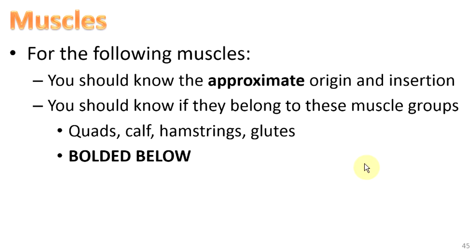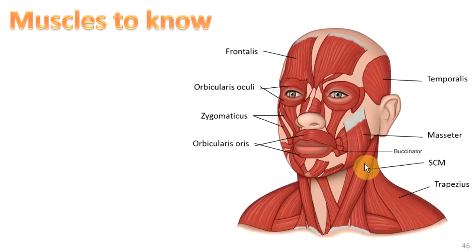And that's for these bolded ones below. I'm going to have these groups bolded below. But they're the quadriceps group, which we just call quads, calf group, hamstrings or hams, and the glutes. Okay? Like I said, there's more, like the rotator cuff, but we're not going to talk about all of them. Just some of the majors.